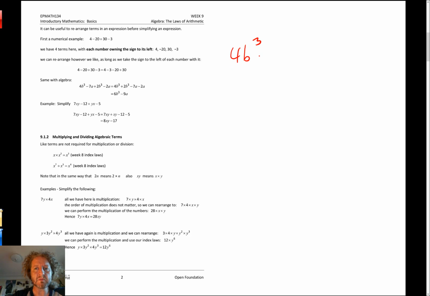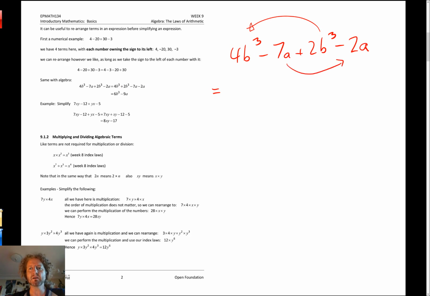4b cubed minus 7a plus 2b cubed minus 2a. Truth is I don't actually physically move them. I do in my head. If someone asks me to simplify that, in my head I'm thinking, well, you go with you because you're talking about b cubes, and you go with you because you're talking about a's. But I can look at it and say, well, it's 4b cubed plus 2b cubed. Well, I've got 6 b cubes. Whatever the b cubes are, I've got 4 of them plus 2 of them. With the a's, whatever the a's are, I've got minus 7 of them, minus 2 of them.